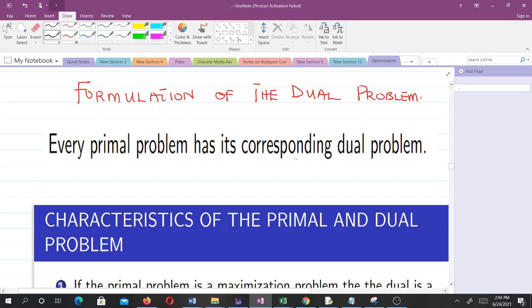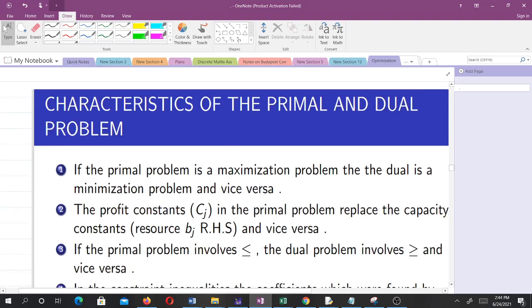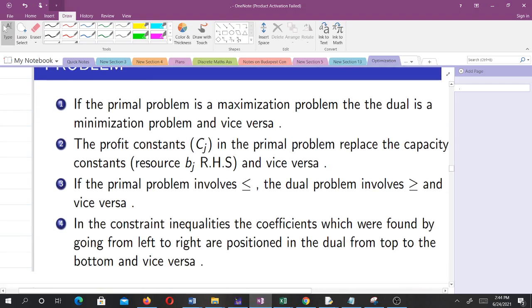Every primal problem has its corresponding dual problem. So now how do we formulate a dual problem from a primal problem? To do that, these characteristics here are going to help us. Let's take note of them. The first one says that if the primal problem is a maximization problem, then the dual problem is a minimization problem and vice versa. Please take note of this.